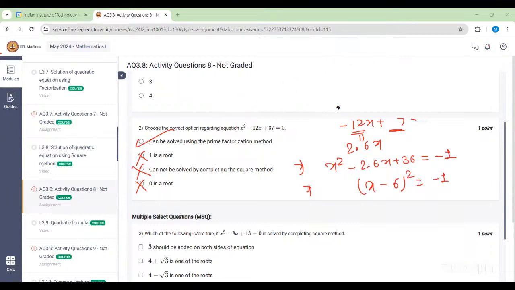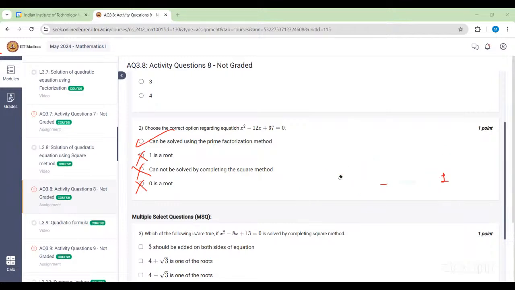The reason is simply we cannot apply the square root method because of this minus 1. We cannot take the square root of a negative number. It is not defined. It is not a well-defined real number. Okay. Fine. So the second question is okay. Now go to the third one.